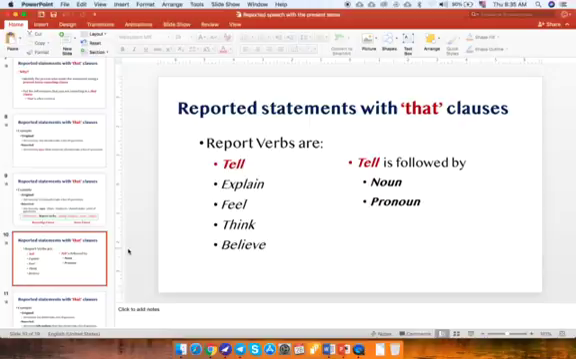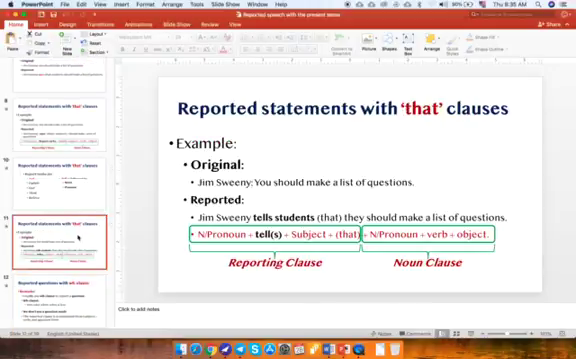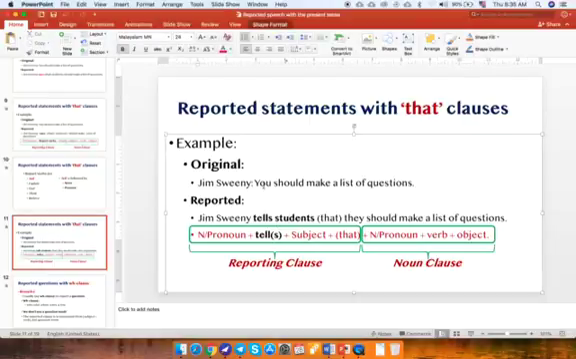But if we use "tell", you can see that something has changed in the form. After the reporting verb we have "that", but if you use "tell", we have to use another subject here. So, the same example: James said, "You should make a list of questions." When you make the reporting speech with tell, you have to put James tells the student. Tell whom? Tell the student. So "you" here refers to the student. Tells the student that they, referring to this student, should make a list of questions.